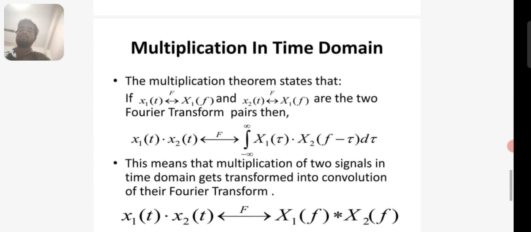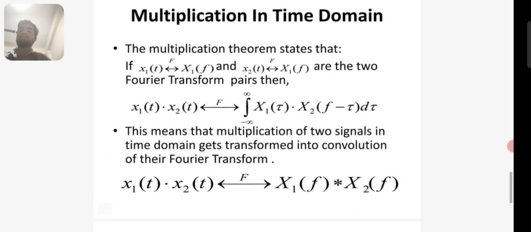Multiplication in time domain. The multiplication theorem states that if x1 of t is equal to x1 of f and x2 of t is equal to x2 of f, they are two Fourier transform pairs. Then x1 of t into x2 of t is equal to the integral of x1 of t into x2 of f minus t into dt. This means the multiplication of two signals in the time domain gets transformed into convolution of their Fourier transforms, x1 of f convolved with x2 of f.